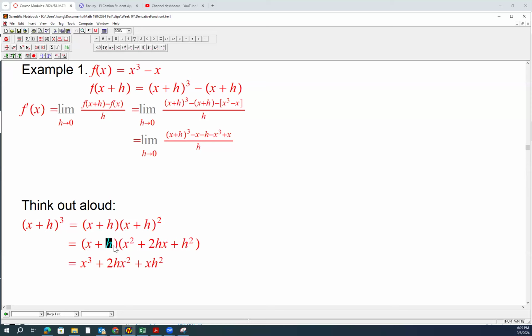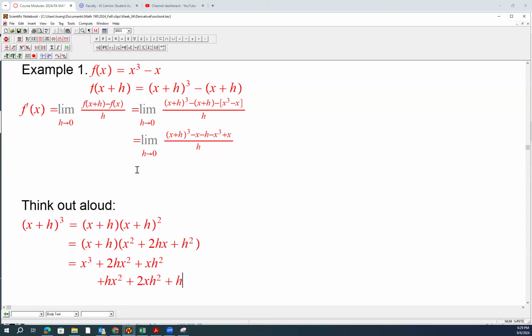Next, we're going to take h and multiply each one of those. So h times x squared, we get h x squared. I line them up like this. I can do this on my scratch paper, which makes it easier. And h times 2hx, so this is going to be 2x h squared.